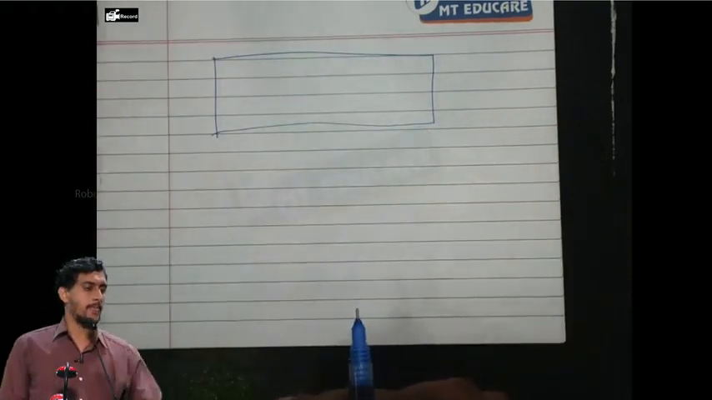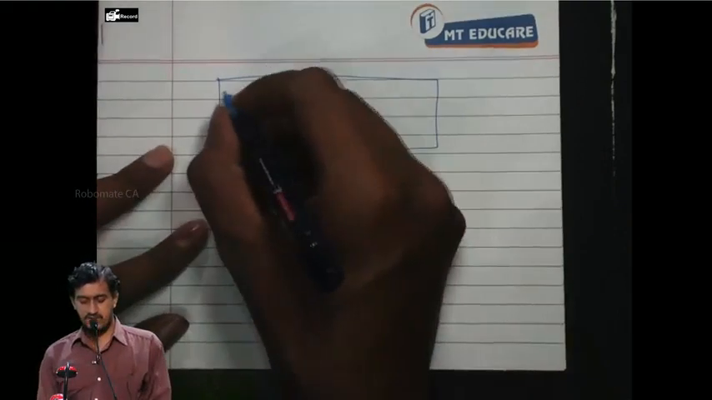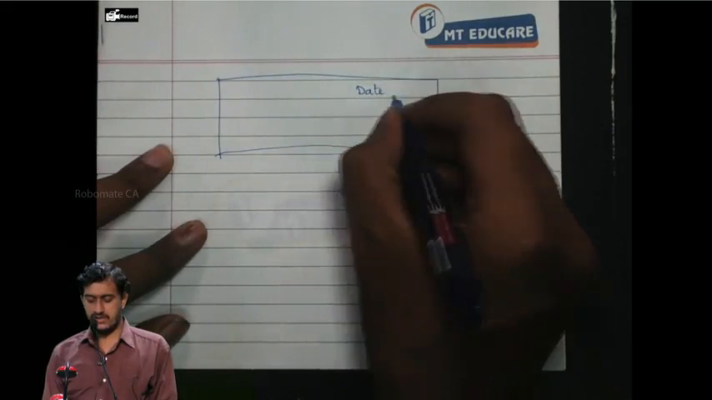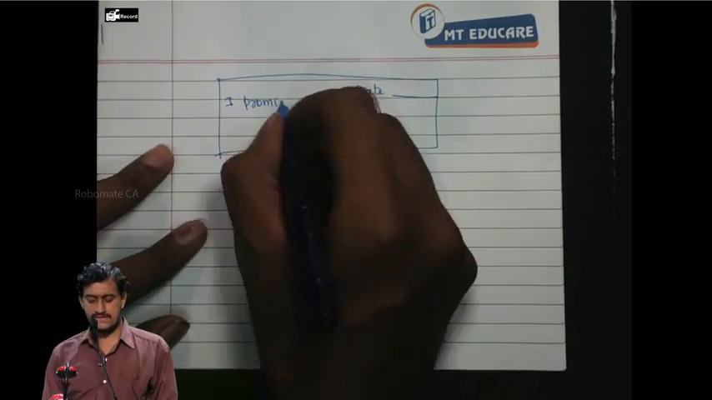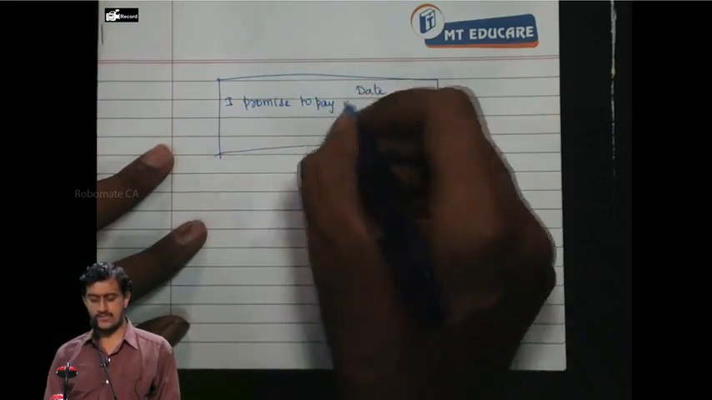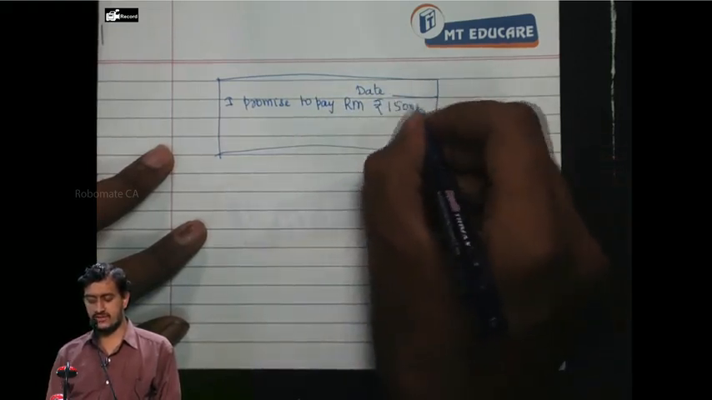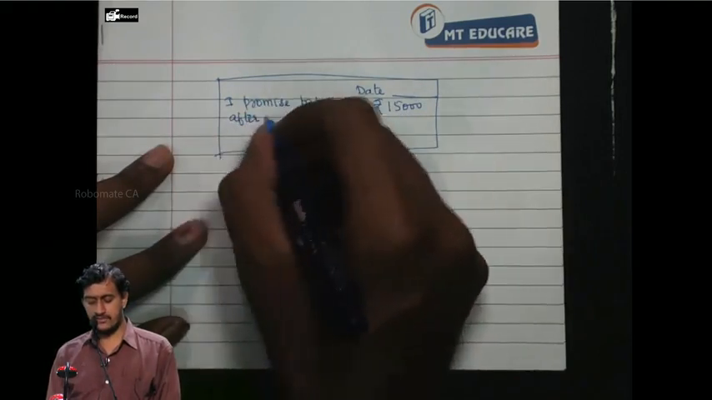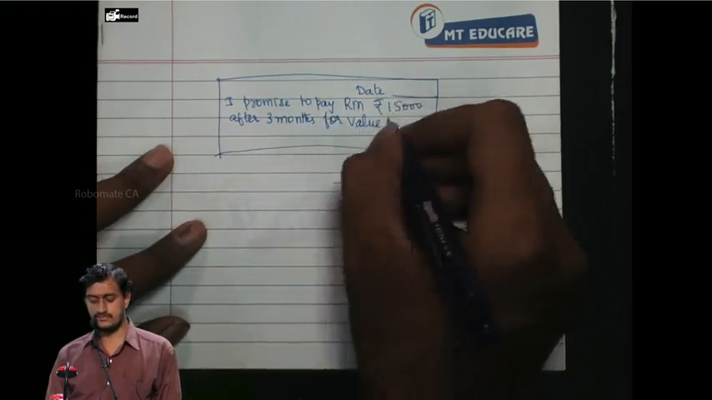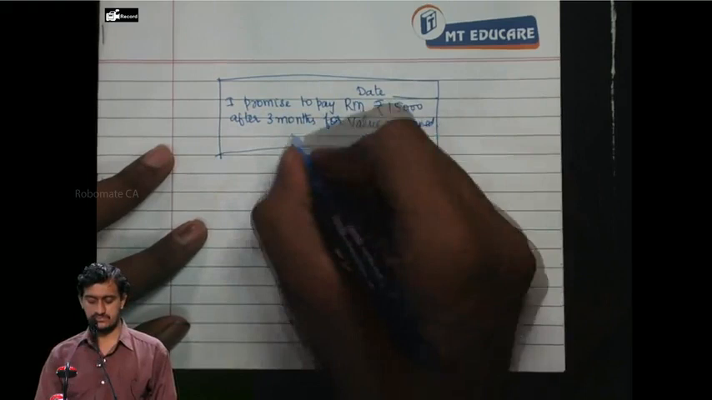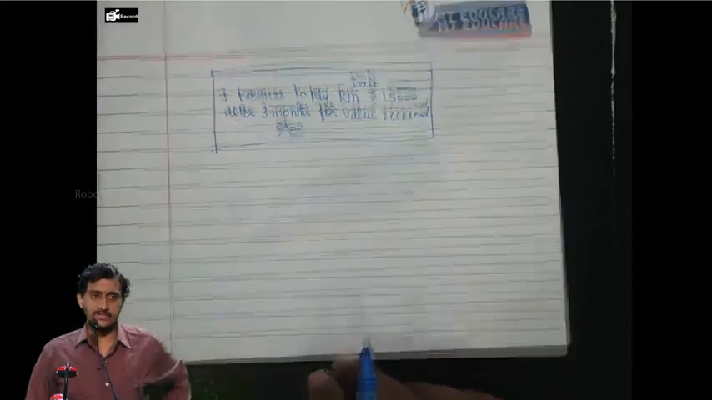Now you will understand, but unless you have an illustration at the time of revision, it will be difficult for you to understand. Take a date. I promise to pay rupees 15,000 after 3 months for value received. This is signed by SS.